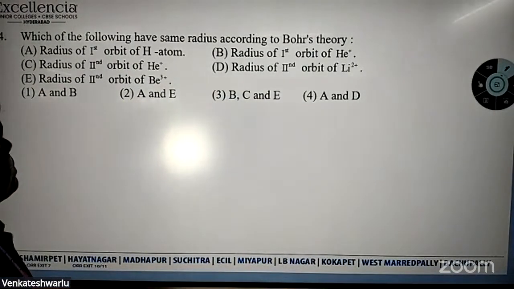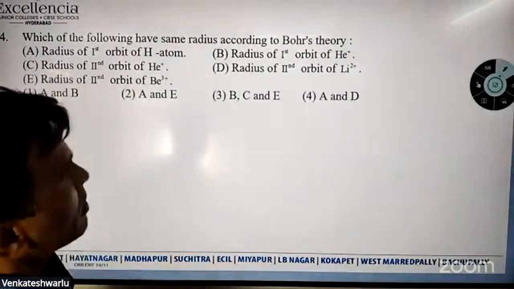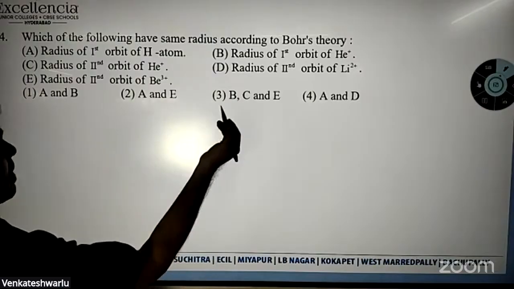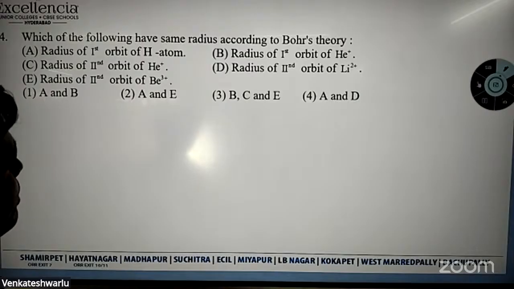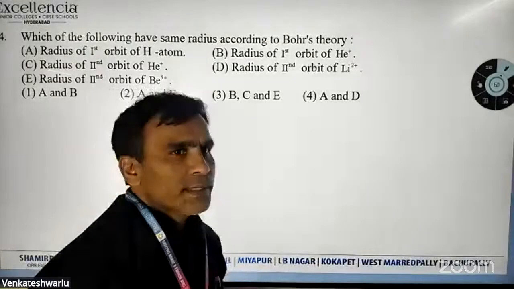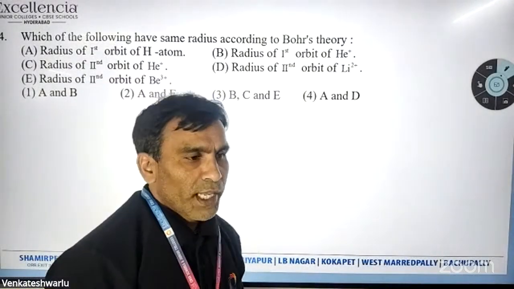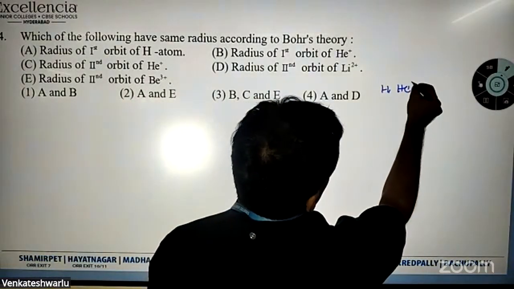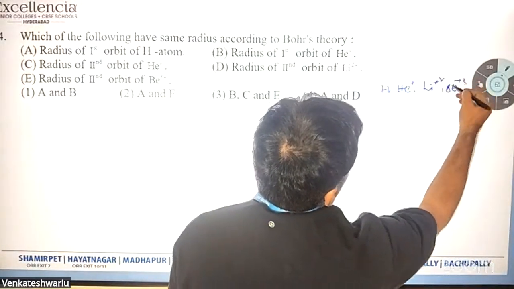Now the next question is: which of the following have the same radius according to Bohr's theory? They are asking about the radius of the first Bohr orbit of the hydrogen atom and the radius of the first Bohr orbit of helium plus. One important thing is that Bohr's theory is applicable only to one-electron species like hydrogen, helium plus, Li plus 2, and beryllium plus 3.